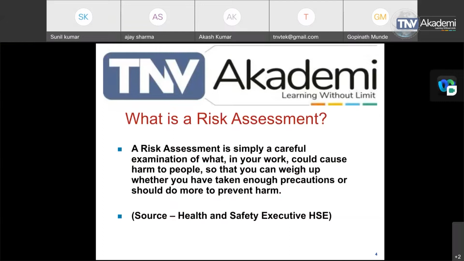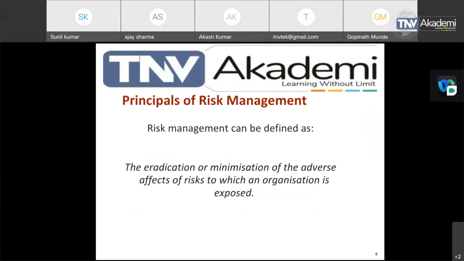In the health and safety executive, like HSE, different industries have a health and safety department, and they lead the risk assessment and risk management of a particular area. The principle of risk management can be defined as the eradication or minimization of the adverse effect of risk to which an organization is exposed.